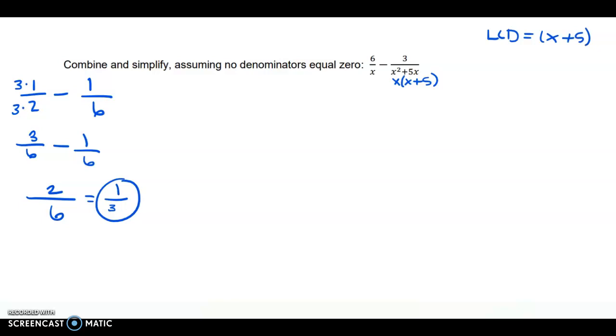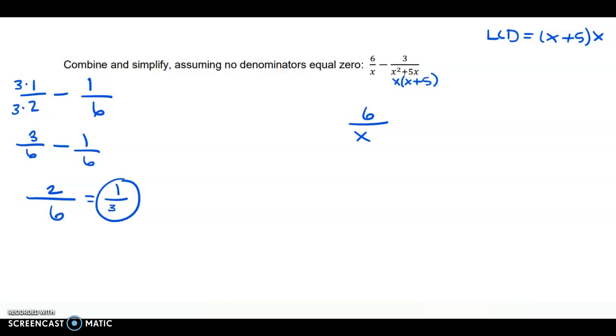Okay, so to get 6 over x to have the same LCD, I'm going to need to multiply by what it's missing. So in this case, oh, oops, I didn't write the x. So x and x plus 5. So it's already got the x, but I need to multiply by x plus 5.